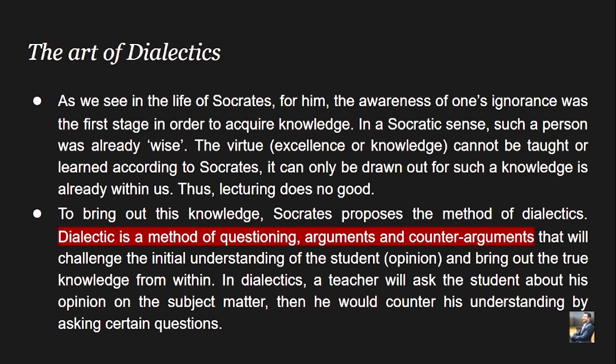For anyone to learn something, it is important to accept that we don't know something about it, right? Until and unless we accept our ignorance about something, we will not be interested in learning or getting on the way to educate ourselves on that particular thing, right? So he is saying that it is important to accept one's ignorance about something in order to acquire knowledge. Okay, in a Socratic sense, such a person was already wise.